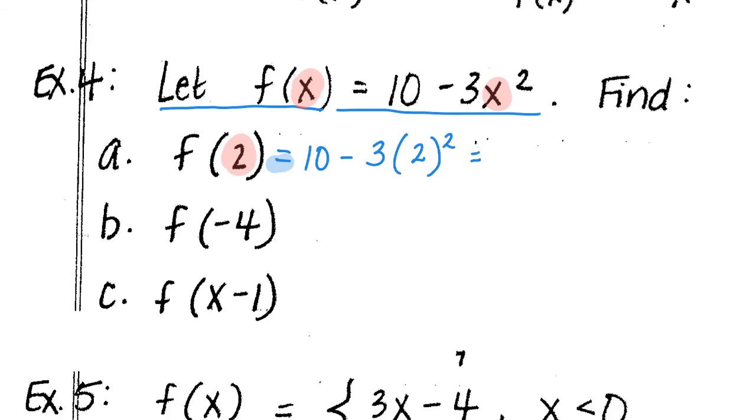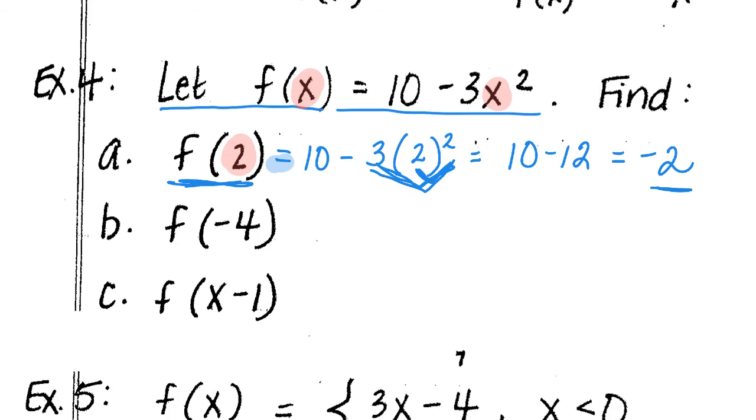Well, we could probably do that in our head. We know that 2 squared is 4. 4 times 3 is 12. 10 minus 12 is negative 2. So f of 2 is equal to negative 2.